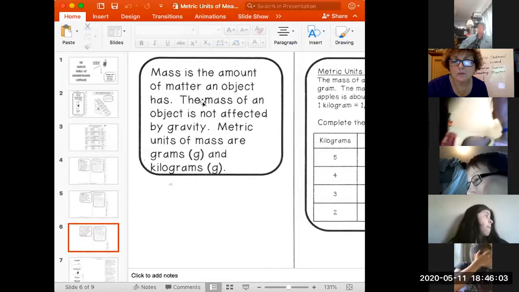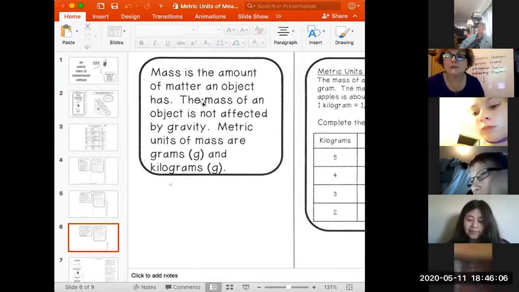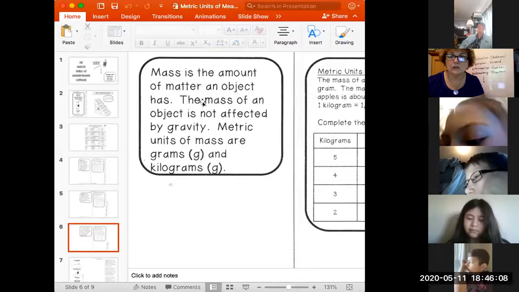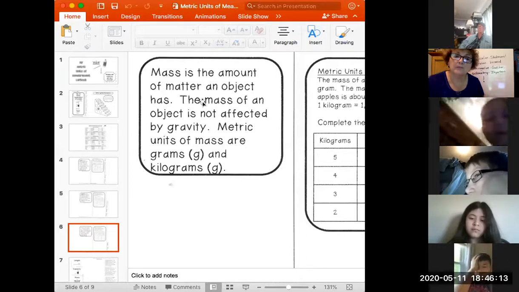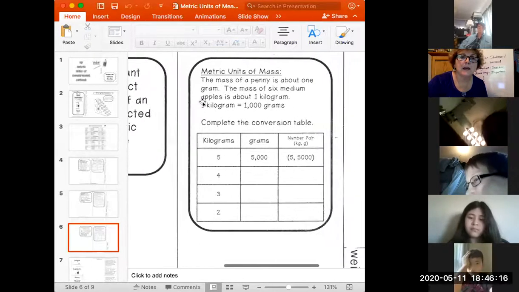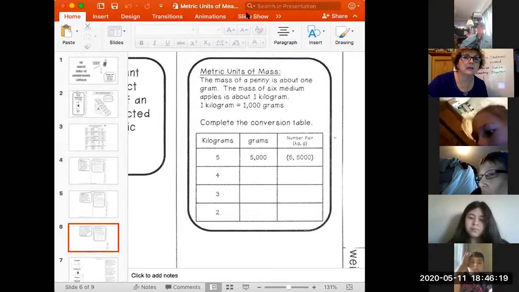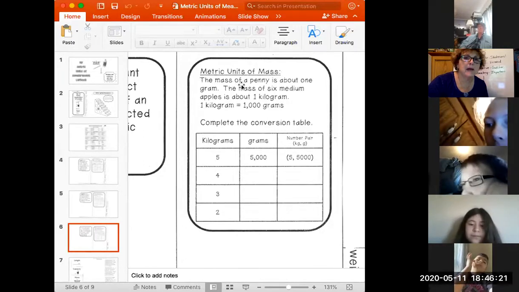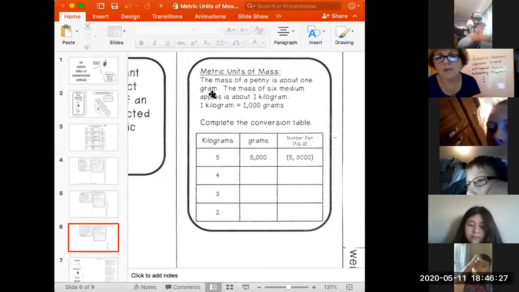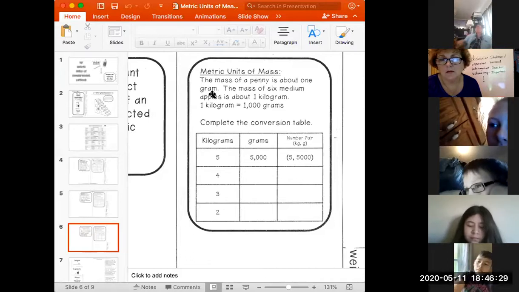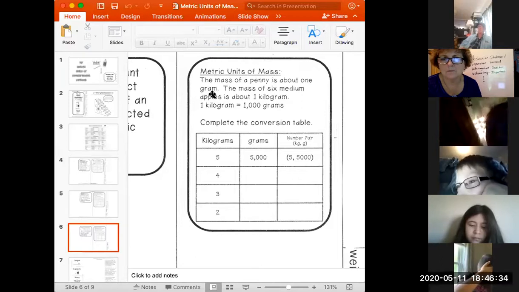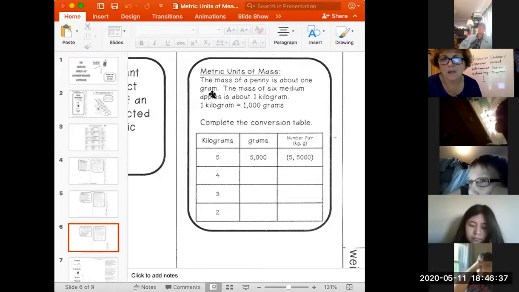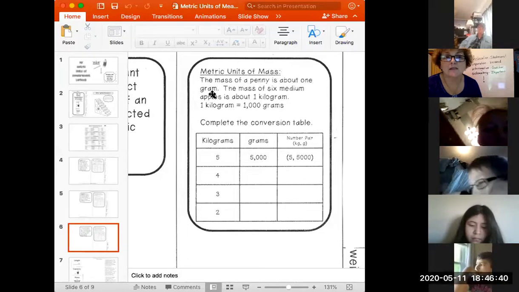So grams is what it would be. Grams is like pounds. So grams is the weight of something on a scale. All right? So then we have the metric here where it says the mass of a penny is about 1 gram. So if you were to hold 1 penny in your hand, it would weigh approximately 1 gram. Is that heavy or light? Light. It's very light.